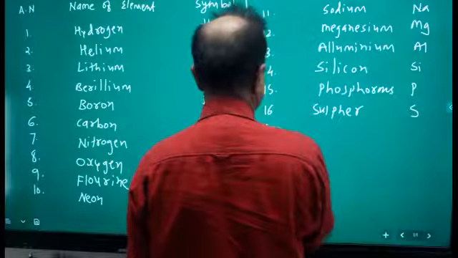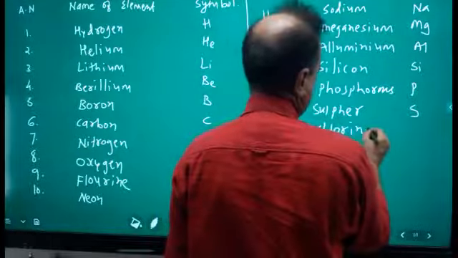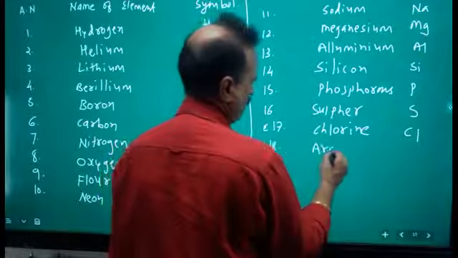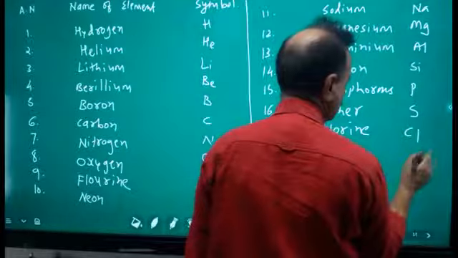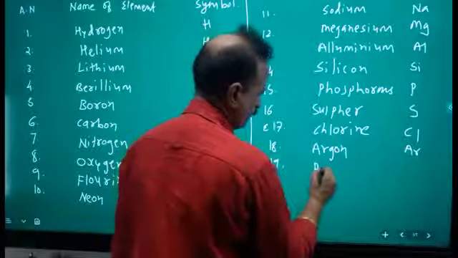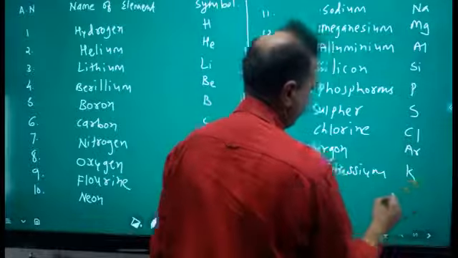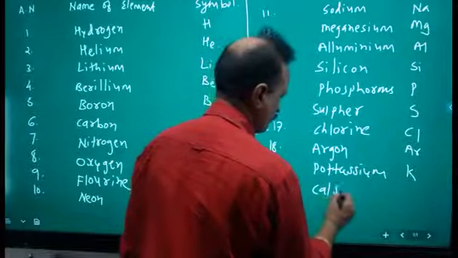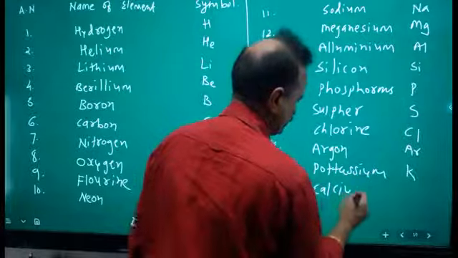Chlorine, 17 number chlorine, Cl. Argon, Ar. Potassium, K. And calcium, Ca.